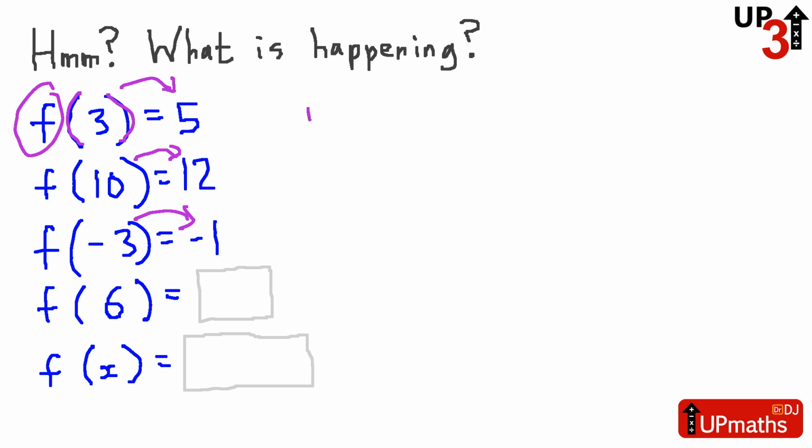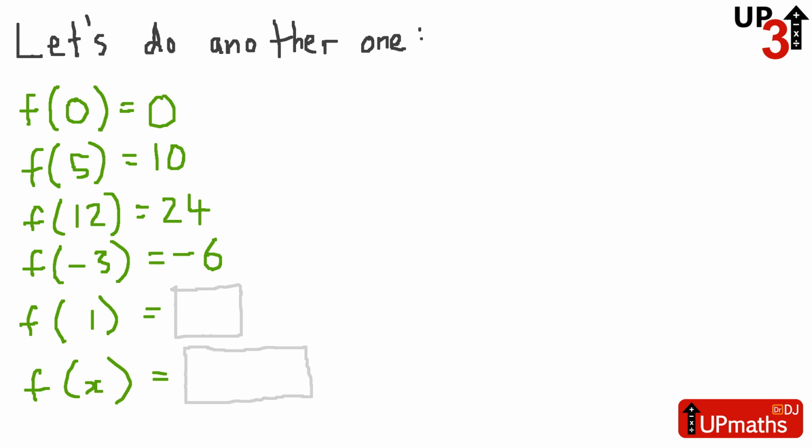Oh yeah, there is, it's always just plus 2. So what's 6 plus 2? That's 8. What's x plus 2? Well, I'll just write that as x plus 2. There you go, that works. And by the way, those are the correct answers. Okay, so that's how it works. I want another example. Okay, here you go. Maybe have a go at this.